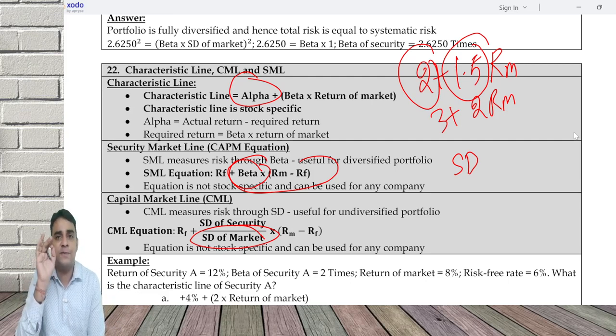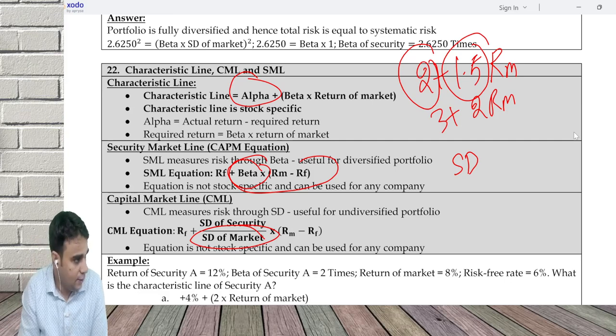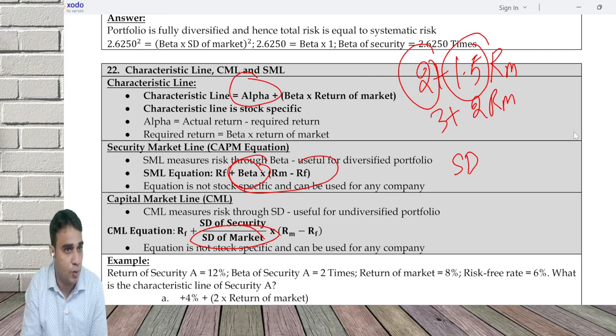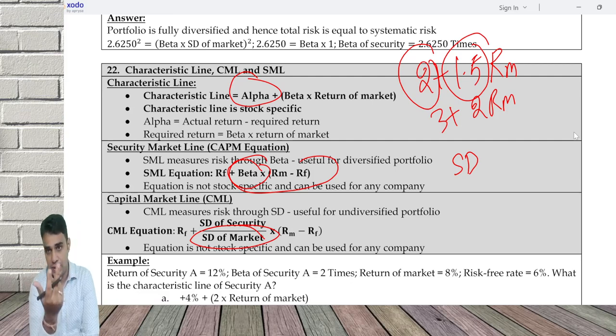So if a question asks to fit a characteristic line, that is only for Infosys. To fit a characteristic line, you need alpha of Infosys and beta of Infosys. But if they're asking you to fit a security market line or a capital market line, I don't want anything company specific. Then what do I need? I need two or three elements. One, I need the risk-free rate and the return of the market. For that, what can happen? The question can give you two SML equations. You solve them, you will get RF and RM as balancing figures.